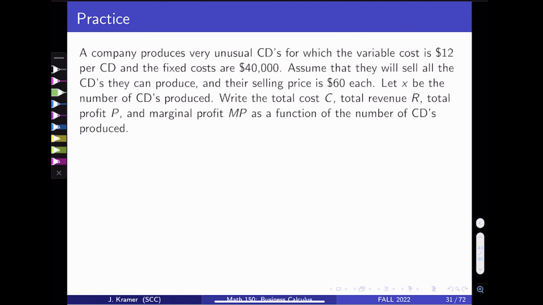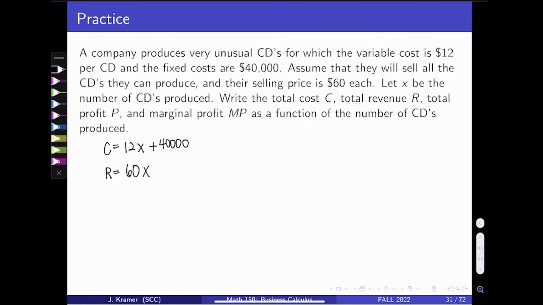So let's start with our total cost. Remember, total cost is the total variable cost plus your fixed cost. So the variable cost is $12 per CD, where X represents the number of CDs. So that's 12X for your total variable cost plus your fixed cost of $40,000. Your revenue is going to be how much you sell the items for times the number of items sold.